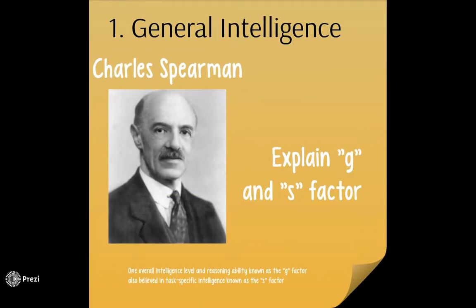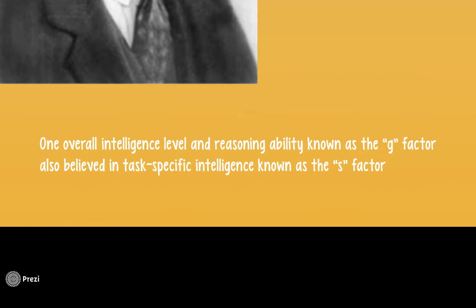So when we discuss the theory of intelligence, what you need to understand is that there's going to be four theories. And the first theory is general intelligence, and that is created by Charles Spearman, which you can see him on the left here. And he explains the G and S factor. So overall, he believed that intelligence levels like overall intelligence and reasoning and ability were known as the G factor. The G stands for general. Okay, and then he also believed that task-specific intelligence was known as the S factor. So he said that he believed people had general intelligence and then they could have task-specific intelligences as well.